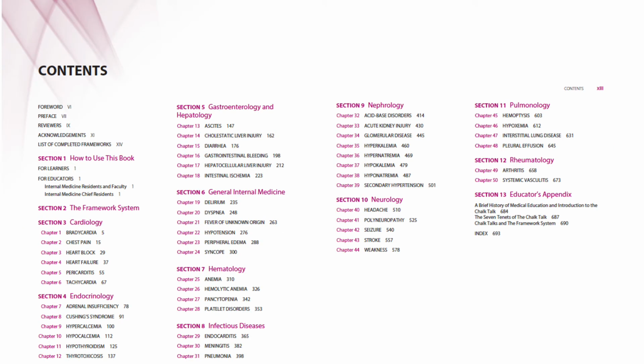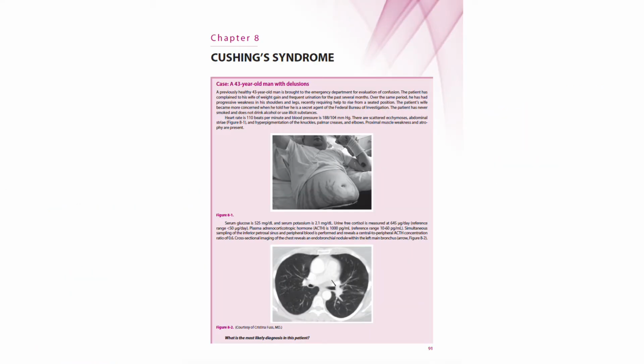You will find one for 50 of the most common problems within internal medicine, spanning all of the major disciplines from cardiology to rheumatology. While frameworks are its backbone, there is much more to the book than the frameworks themselves. Each chapter starts off with a real case. For example, here's a chapter on Cushing syndrome from the endocrinology section.